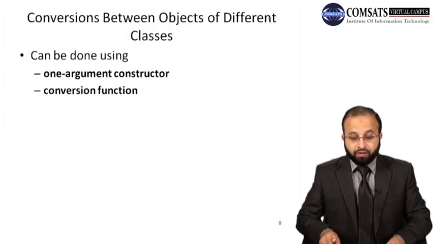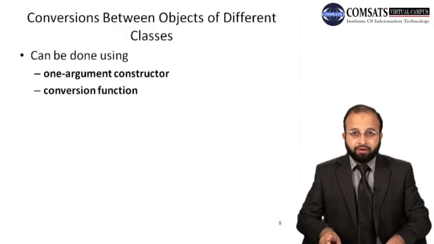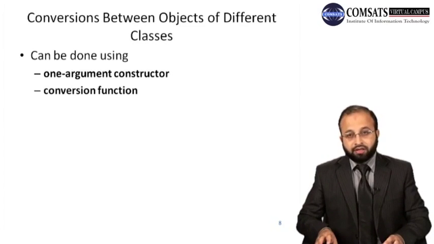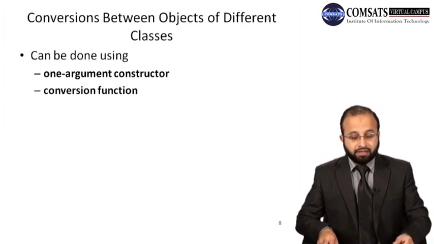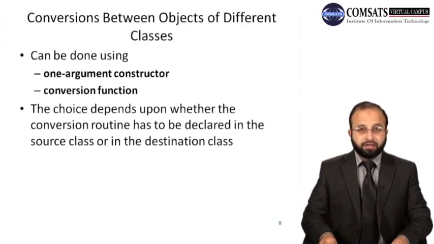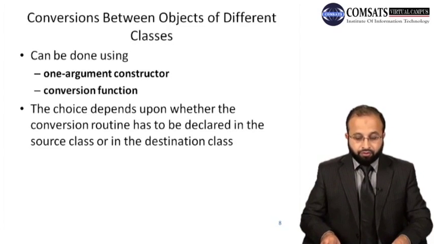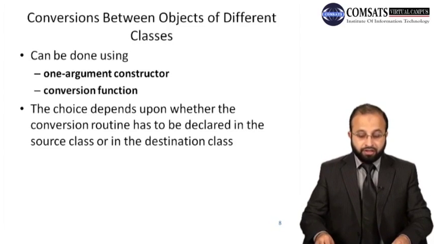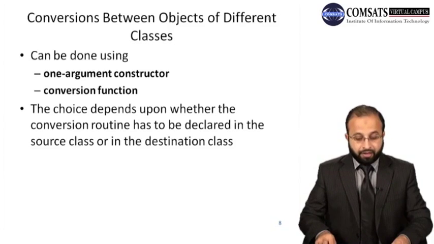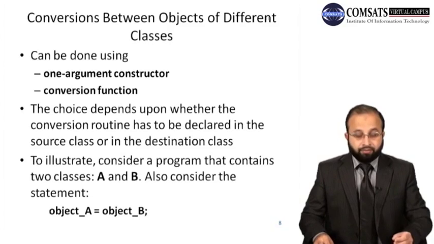We have seen one argument constructor as well as a conversion function. But now we are concerned with converting the object of one user defined type to an object of another user defined type. Okay, so how will an object of one user's class convert into an object of another user's class? Previously we were seeing basic type to user defined type and user defined type to basic type conversion. So the choice depends upon whether the conversion routine has to be declared, meaning the conversion function has to be declared, in the source class or in the destination class. It's up to the choice of the programmer.